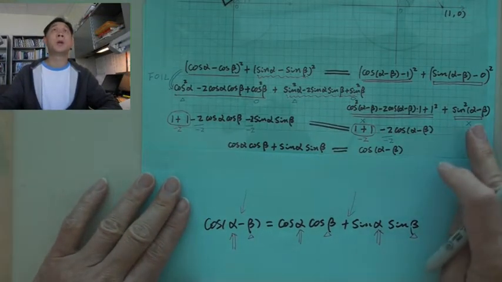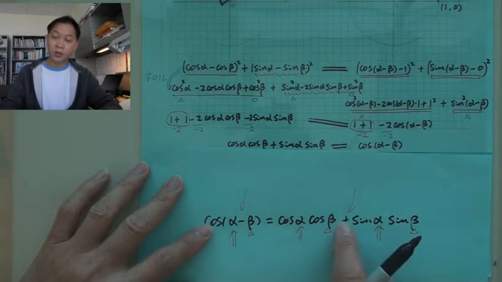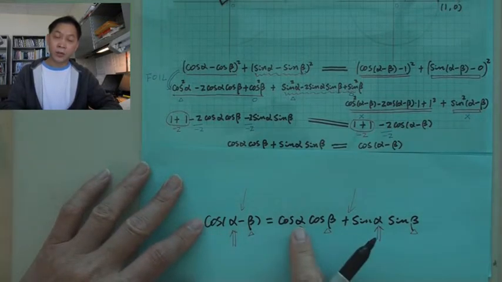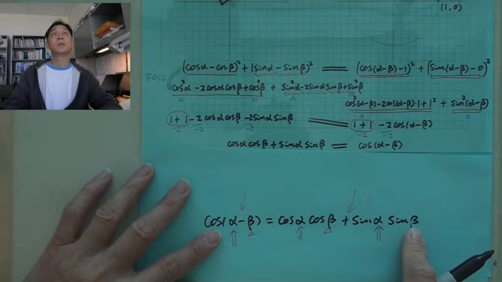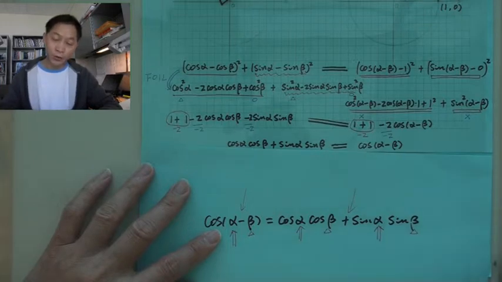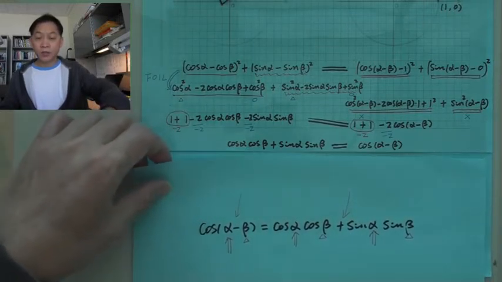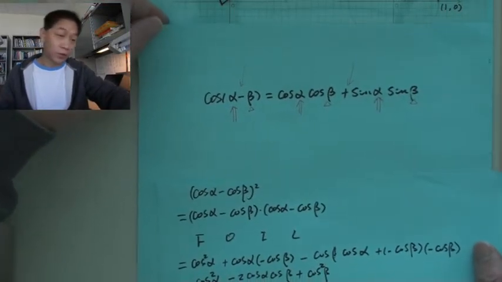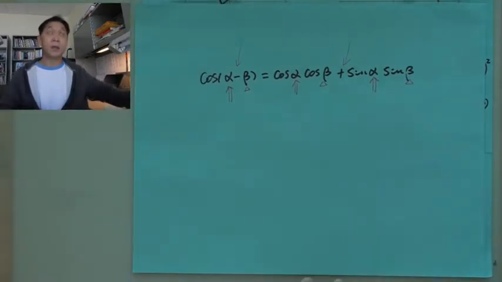So the way to remember this is cosine with minus is going to be plus. Cosine, you read cosine cosine sine sine. Alpha alpha alpha beta beta beta. Okay? So that's the way to remember it. Is this formula useful? That's useful. Okay? Look at this example.